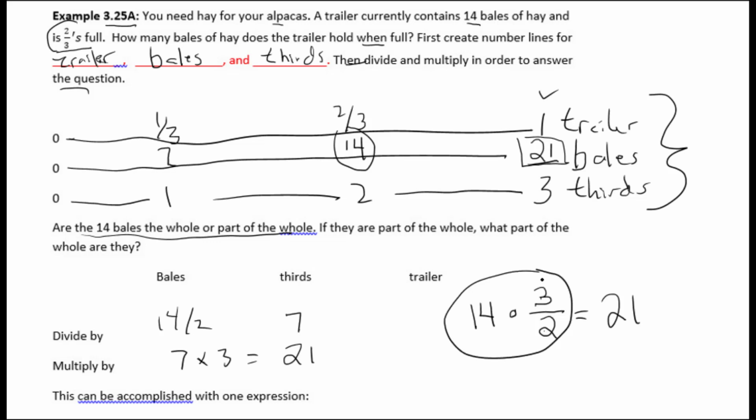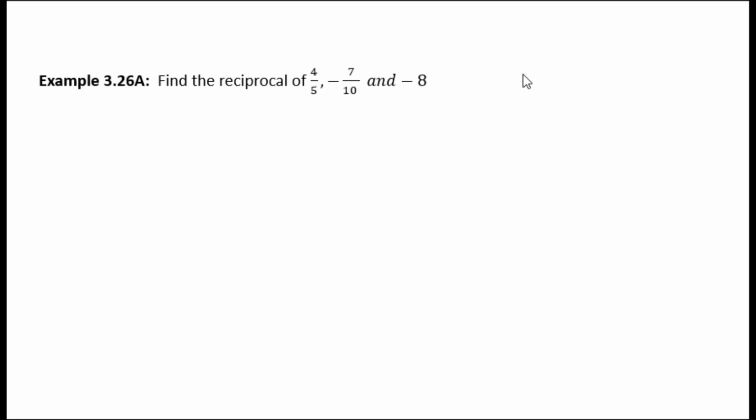Notice the relationship between 3 halves and 2/3. Notice 3 halves is greater than 1. So I took 14, multiplied it by a number greater than 1, and I get a number bigger than 14. Whereas in the other problems, I multiplied by a number less than 1, and I got less than my original number. So remember from the last problem, I had 14 bales of hay, and I wanted 2/3 of this. This is 2/3 of the trailer, I mean. So I wound up multiplying by 3 halves.